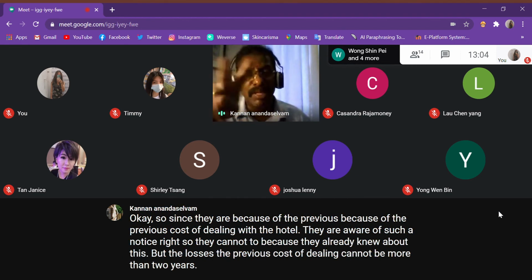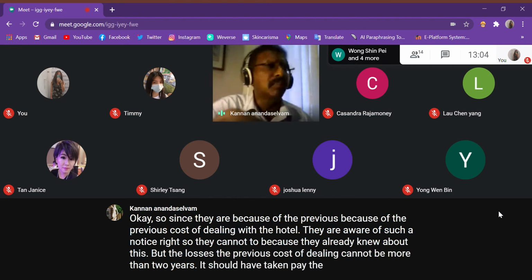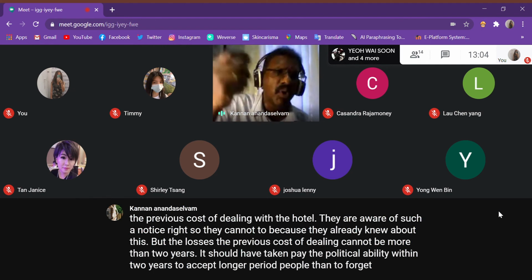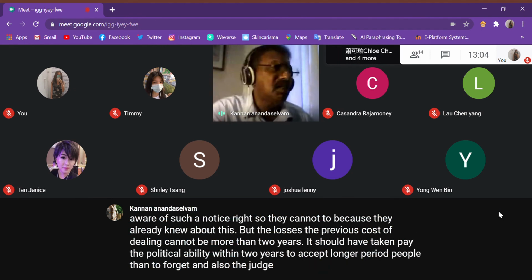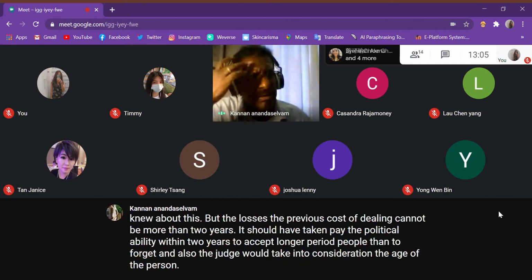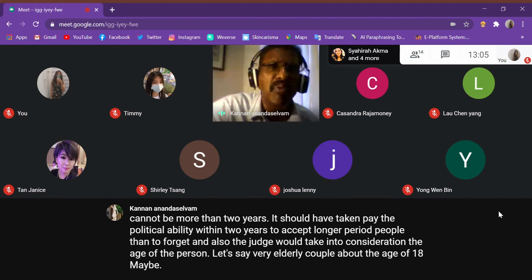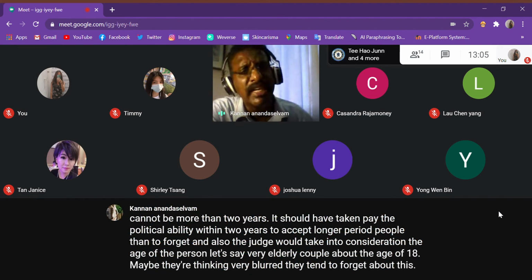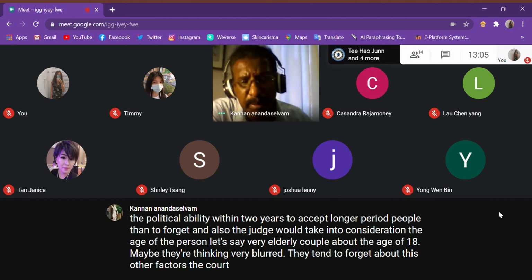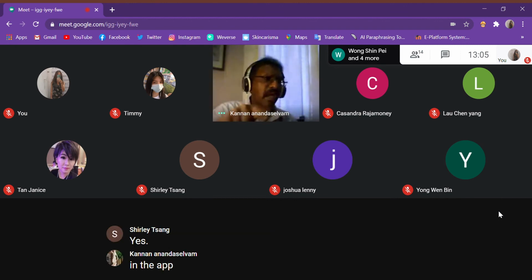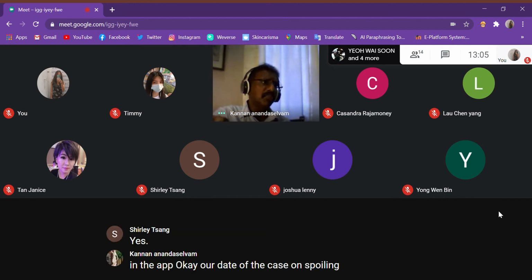It should have taken place within 2 years, because sometimes over a longer period people tend to forget. And also the judge would take into consideration the age of the person. Let's say a very elderly couple, maybe they're thinking very blur, they tend to forget. But these are the factors the court will take into consideration in deciding. Clear? Okay, I want you all to go and read up the case of Sperling versus Bradshaw on this, yeah? Sperling versus Bradshaw.